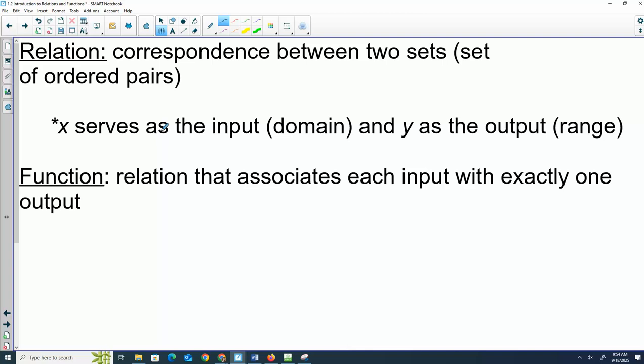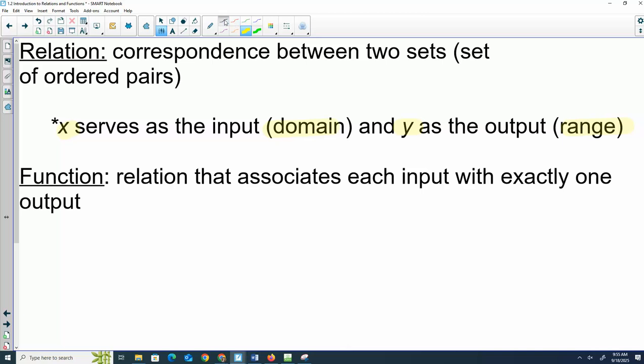Now let's talk about functions and relations. A relation is just any kind of correspondence between two sets. Typically in math, we're talking about sets of ordered pairs. So if you think x, y, x is your input or your domain, y is the output or your range. So x, domain, y, range.